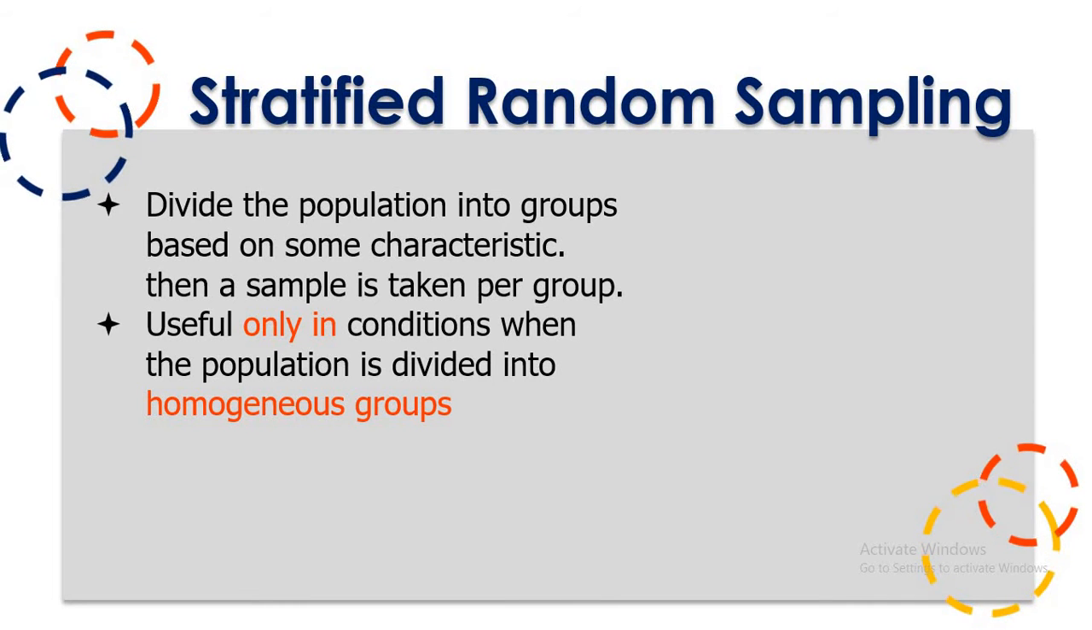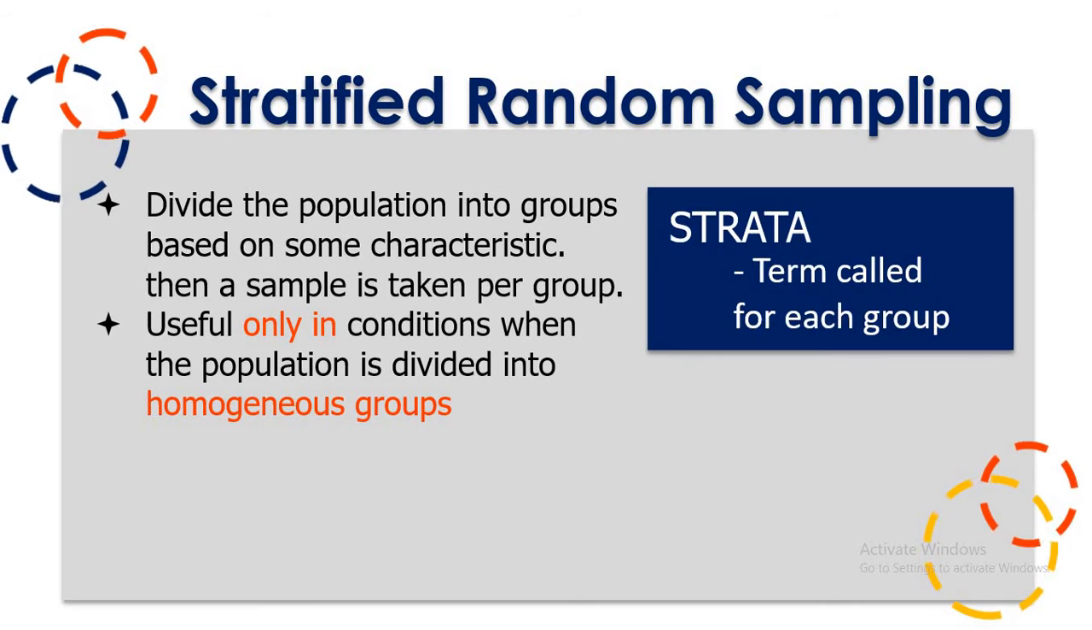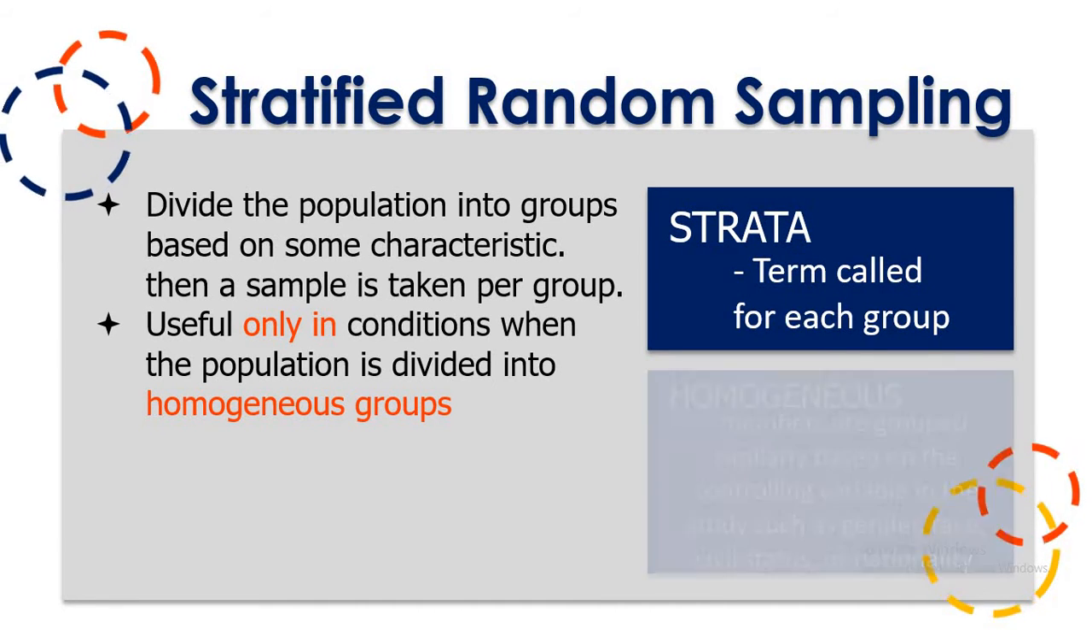Then a sample is taken per group. So from a group, this is where you are going to take samples. So per group, you'll be getting samples. It is useful only in conditions when the population is divided into homogeneous groups. The groups are called strata. That's why it's called stratified random sampling.